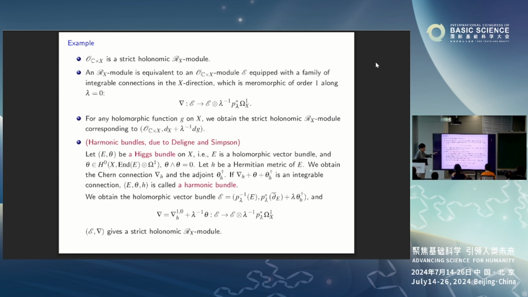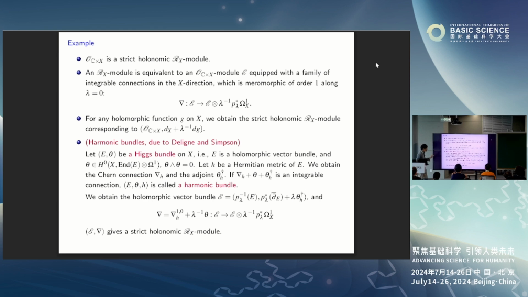And in the case of D modules, in general, an R_X module is equivalent to an O_{C times X} module equipped with a family of integrable connections in the X direction, which is meromorphic of order 1 along lambda equals 0. So, for example, for any holomorphic function g on X, we can consider the meromorphic family of integrable connections given by d_X plus lambda inverse dg. So this gives an R_X module, and it is strict and holonomic.